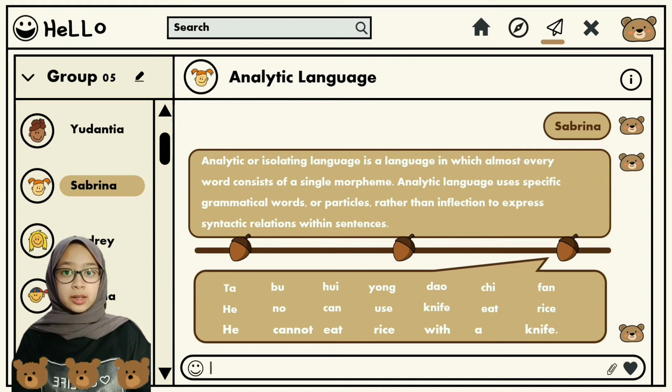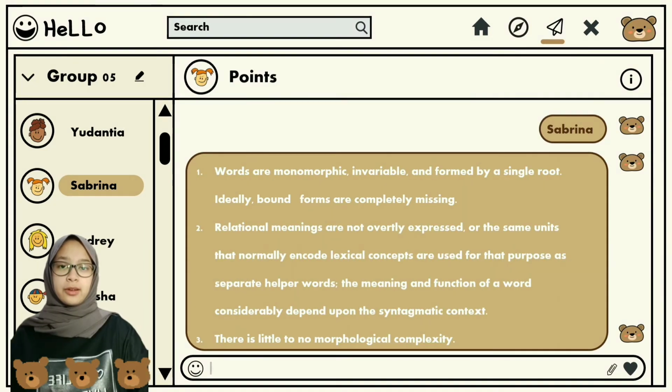English, on the other hand, is one of the most analytic Indo-European languages, but is still usually classified as a synthetic language. Here in the example, we have a Chinese sentence, 他不会用刀吃饭. Individually, they can translate to he no can use knife eat rice, but together, they mean he cannot eat rice with a knife. Here are several points that you should know about analytic language.